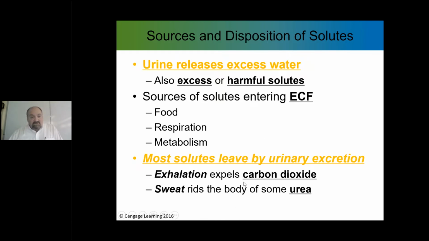All right, let's see here. Most solutes leave by urinary excretion. So there are different waste products that are removed via the urine. Products of protein metabolism can be excreted. They can be removed, voided, urinated out of the body via the urine. So urea, that term urea there, is a term for waste products that are produced as a result of protein metabolism.